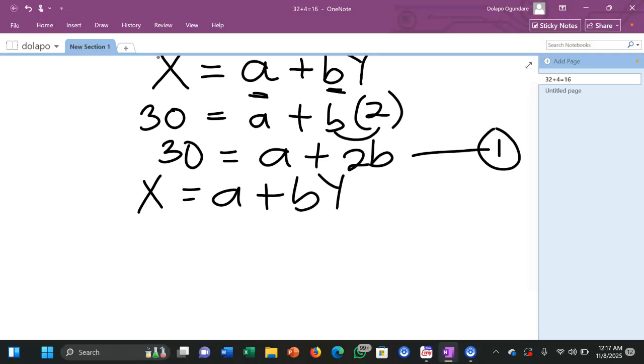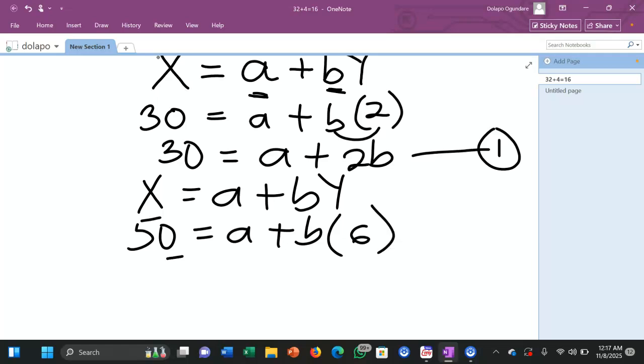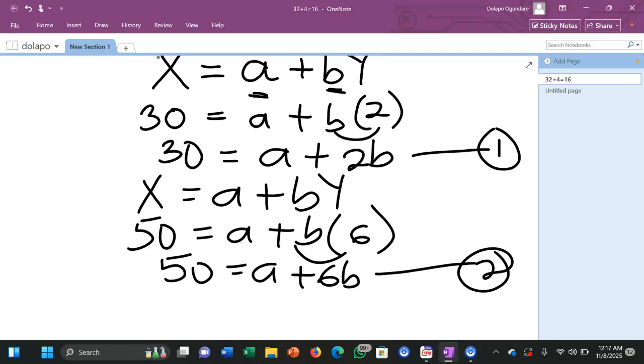When y is 6, x is 50. So 50 equals a plus b into bracket y is 6. So 50 equals a plus 6b. I call that equation 2. Don't forget that we have two constants there.